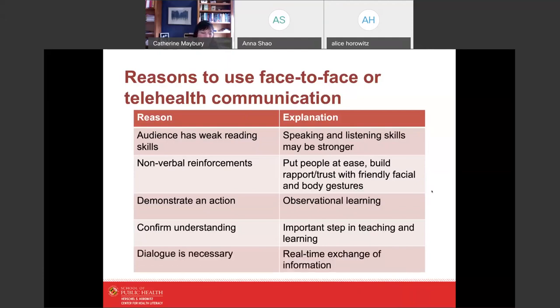And finally, dialogue is often necessary to explain information and ask questions. For example, if you're reviewing paperwork to enroll a person in a chronic disease program, it's important to be able to ask questions and clarify, and it's important for that person to be able to do the same.